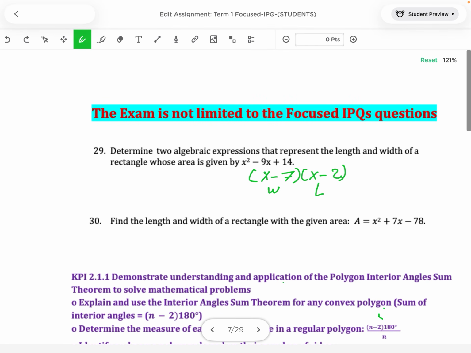Same story for this one, mode 5-3. Let me remember the numbers because I have 1, 7, negative 78. So it will be x minus 6 and x plus 13.